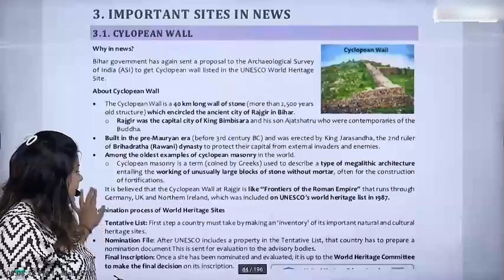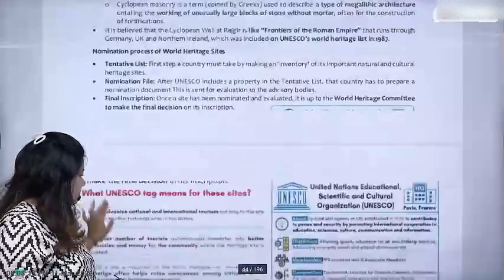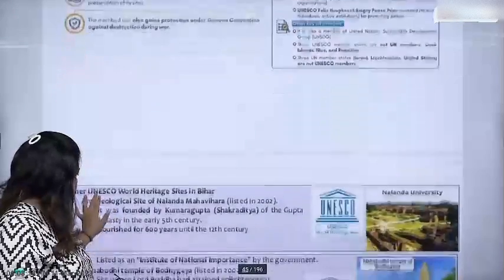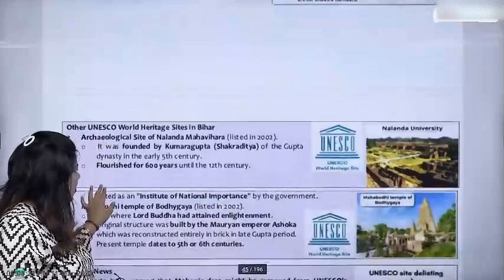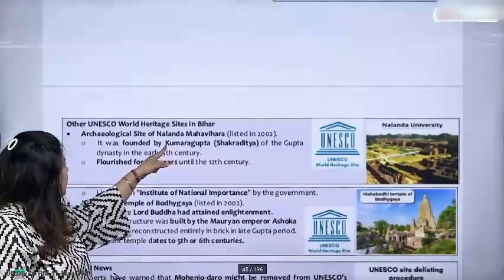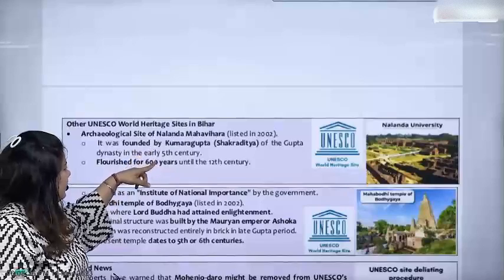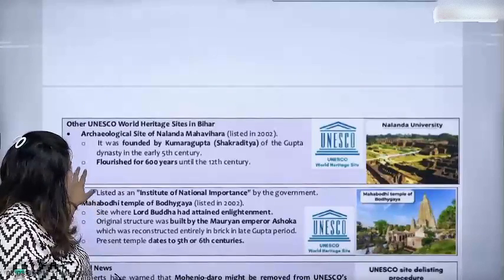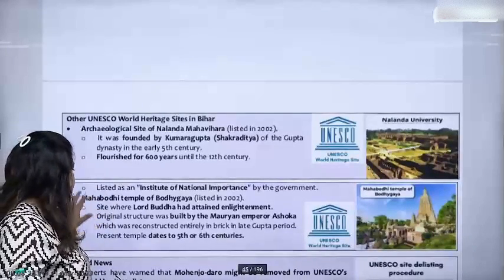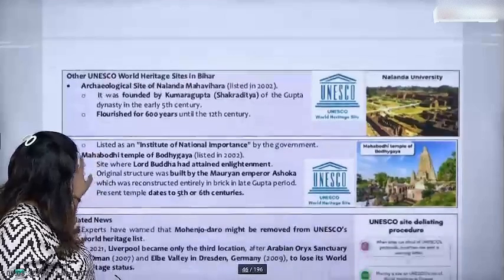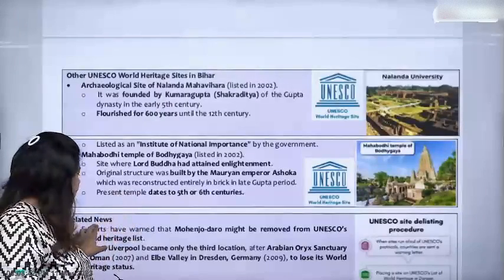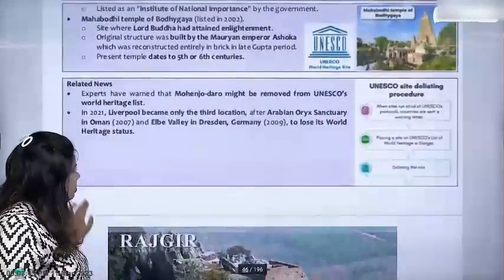Now coming quickly to the information other than Rajgir. You have mentioned Nalanda Mahavira. The archaeological site of Nalanda Mahavira was also listed in the UNESCO World Heritage list. So this Nalanda Mahavira also we will be doing. There is mention of Mahabodhi temple of Bodh Gaya. This also we will be doing, that what all we can see from Buddha's life in these cities, right? So coming to Rajgir.